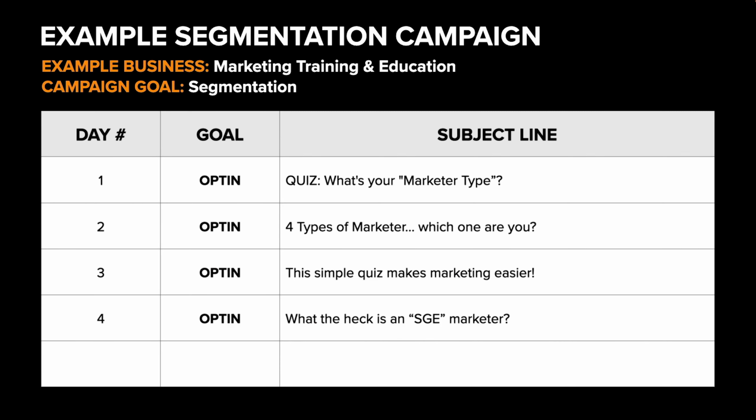Now we're going to come back and close it out with curiosity, right? With curiosity, and I would even have curiosity plus a bit of sharing. What the heck is SGE marketer? So that is one of the 4 possible marketer types. Hopefully you go check yours out. That's one of the 4 possible marketer types. That's the subject line meant for curiosity.